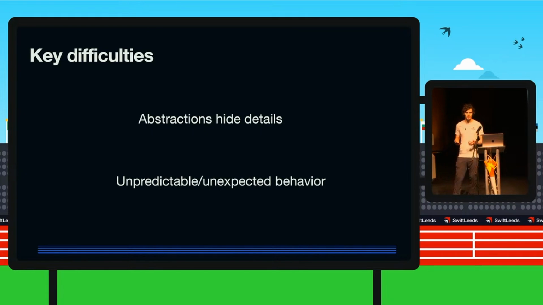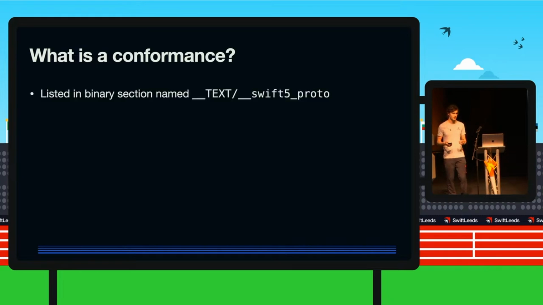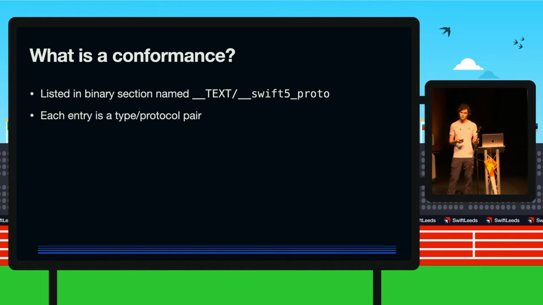So in order to get better at that, we'll look at what is actually going on from the compiler point of view when you add a conformance to your app, not just the source code that we saw before. What ends up happening is the compiler puts a list of all the conformances in your app into a section in the binary called Swift5 proto. Each entry in this section is a type protocol pair: the type that is conforming to the protocol and the protocol that it's being conformed to.